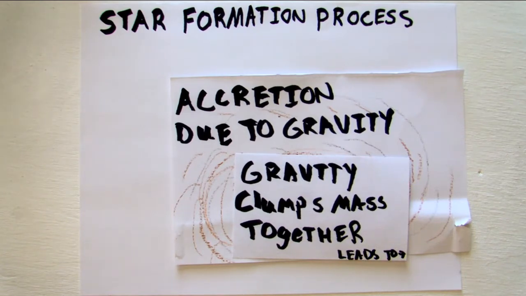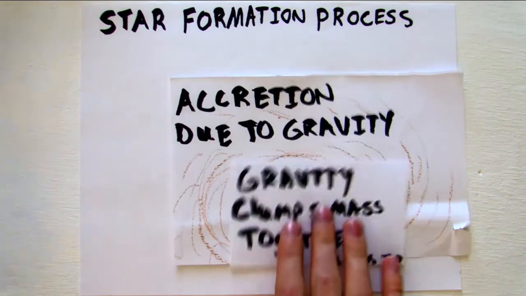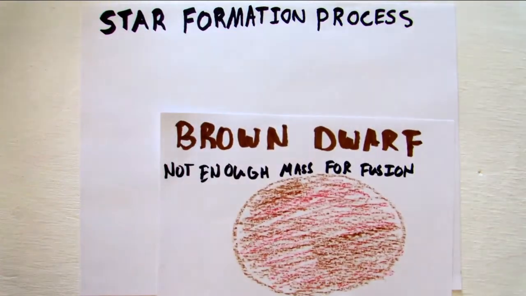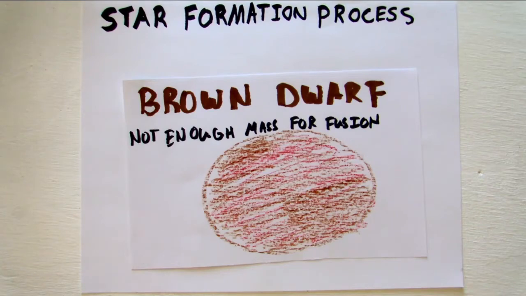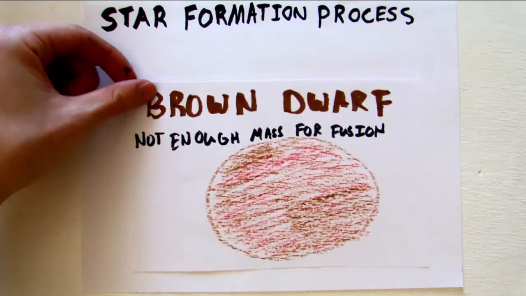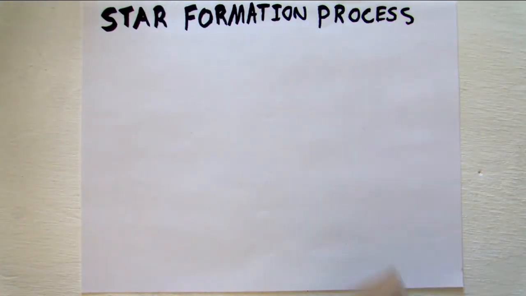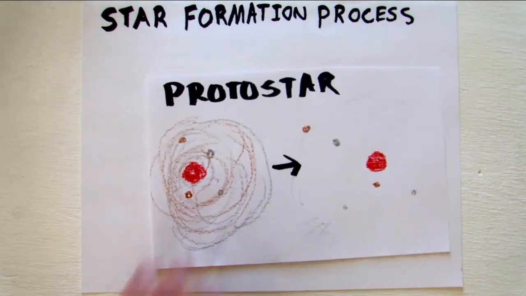The first type of object could be a brown dwarf. So a brown dwarf can form at the center of the solar system, and it just doesn't have enough mass for fusion. Now, a brown dwarf doesn't have to be the end. If more mass clumps into the center of a solar system, you could end up with a protostar, which is the beginning of the star. Still doesn't have fusion yet, but has more mass than a brown dwarf.